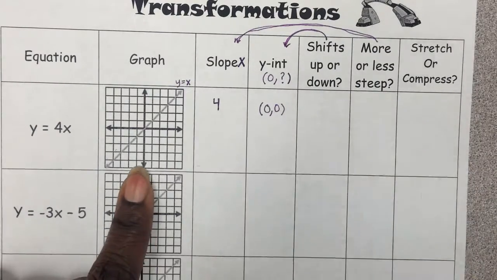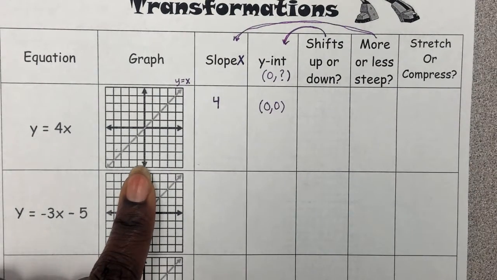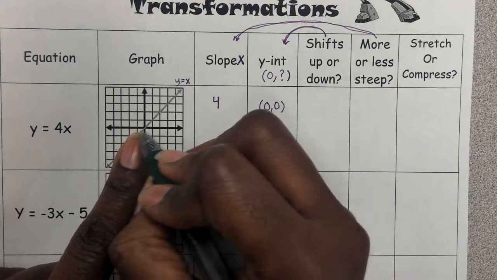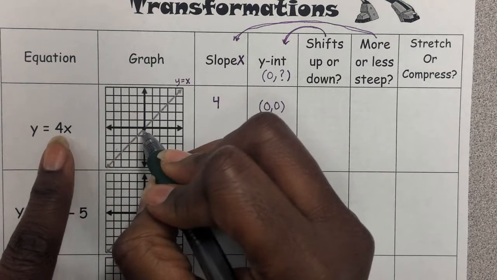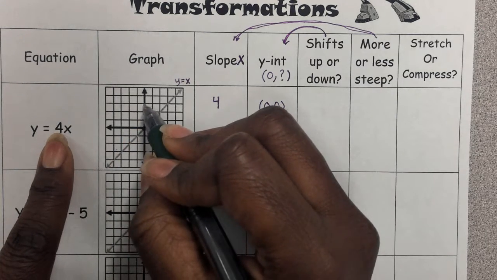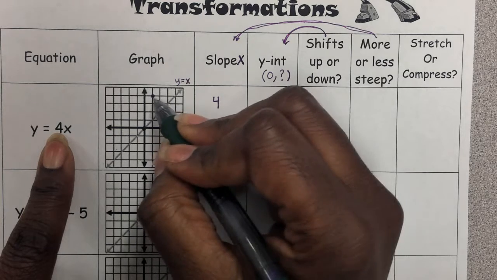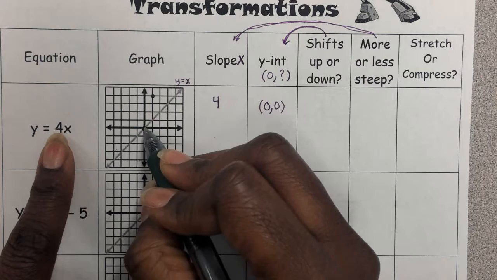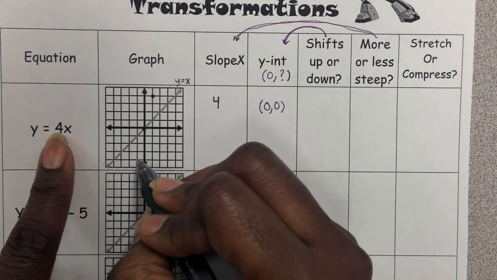And the way to tell if it's more or less steep or if it shifts up or down is to actually go ahead and graph it. So let's graph this one together. To graph this one, notice the y-intercept is (0, 0), so we start in the middle. And then this is 4, so we go up 2, 3, 4 over 1. Notice we don't have enough room to do it again. So if we go backwards, we go down 2, 3, 4 to the left 1.